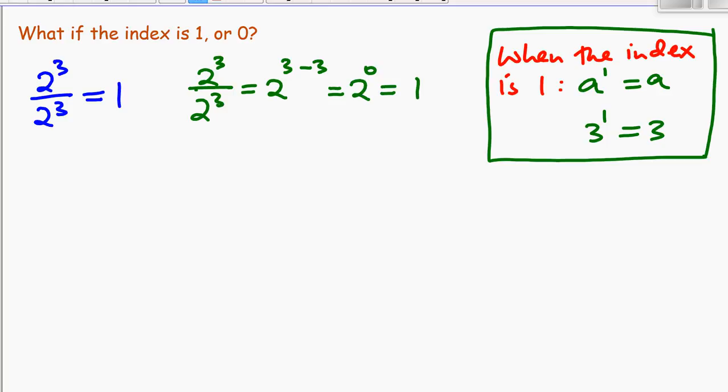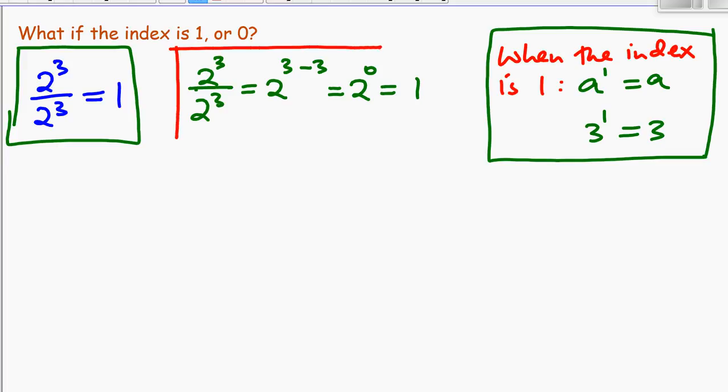Now, this is really interesting. So on the left, the same question is giving us 1. On the right, we have 2 to the power 0. So basically what you're saying here is anything to the power of 0 is 1. We ended up with 2 to the power 0 as part of our solution, so we can say that 2 to the power 0 is 1.